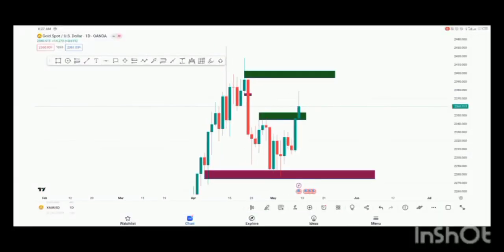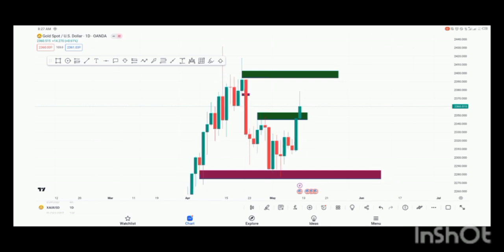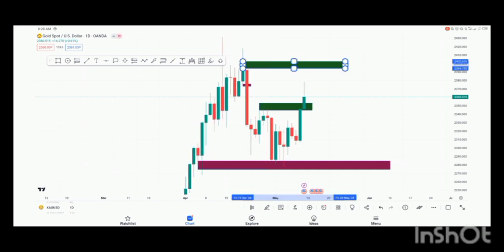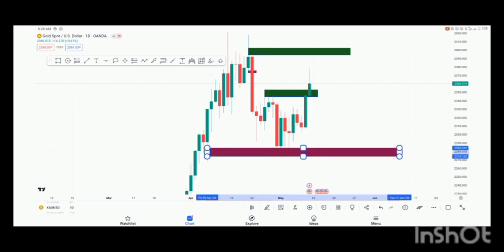Alright guys, welcome back. So as you can see on my screen, this is XAUUSD gold on a daily time frame. There are some key marked out zones, resistance and support zones that we need to be looking out for, that we'll be expecting price to retest or even break out from for next week. So right here you can see this is a very valid sub-resistance zone. As you can see, this is also a very valid support zone.